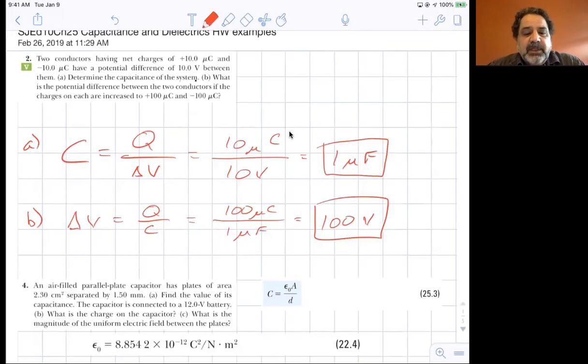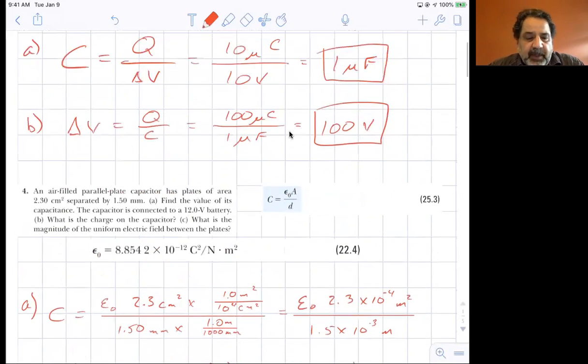Now, what is the potential difference between the two conductors if the charges on each are increased to 100 microcoulombs? Well, the capacitor is not going to change. It's determined by the geometry. So it's a 1 microfarad capacitor. So the delta V is equal to the charge, 100 microcoulombs, divided by the capacitance, 1 microfarad, and you're going to end up with 100 volts. Okay, that takes care of that one.